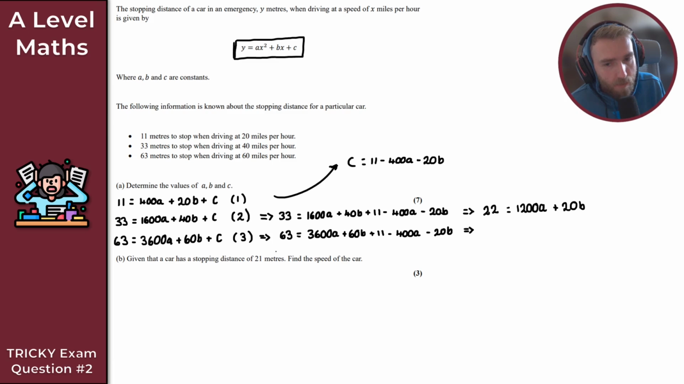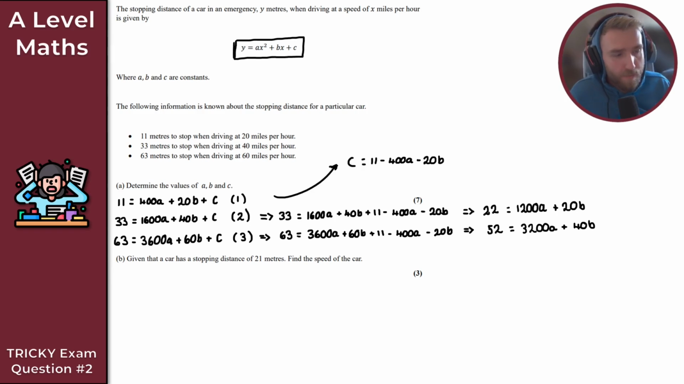Doing the same here with equation 3. So 63 minus 11, that gives us 52. So 52 is equal to, so 3600 minus 400, that gives us 3200. That's for a, right? 60b minus 20b, that is plus 40b there. Okay, and then hopefully at this point, pretty straightforward.